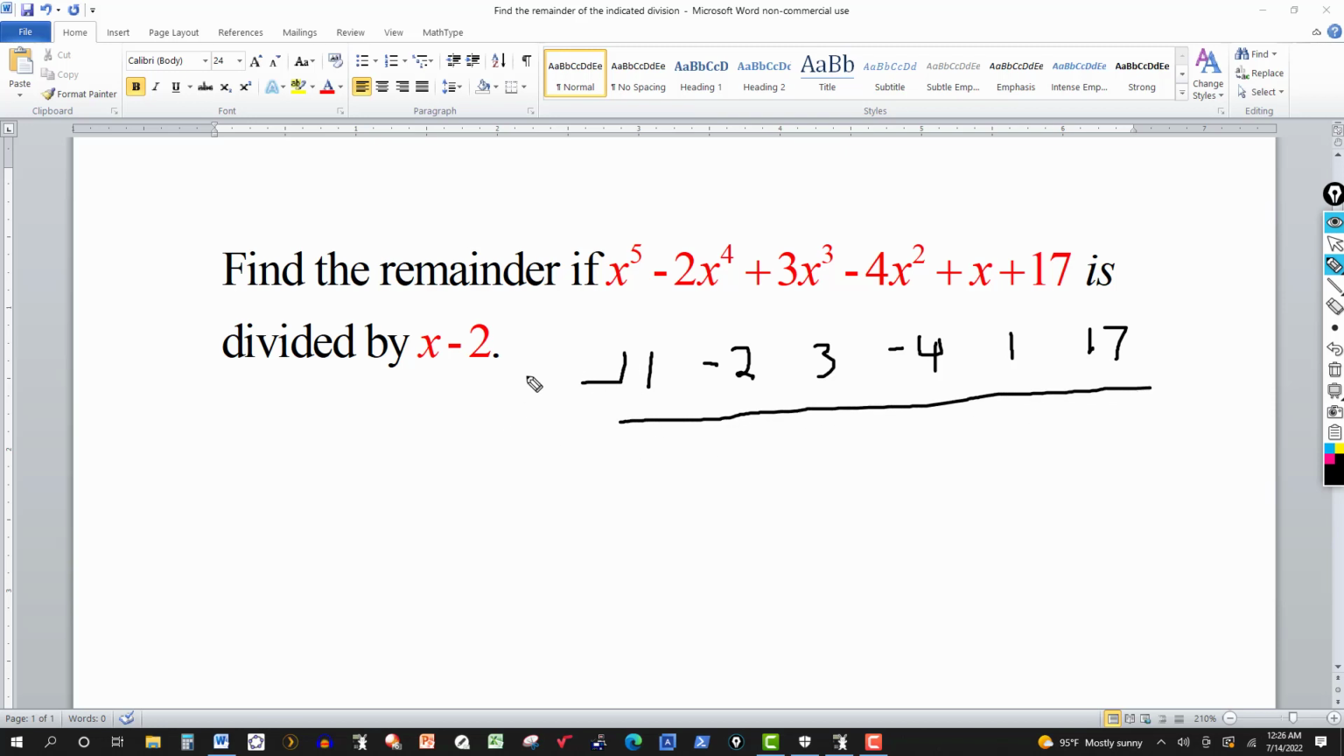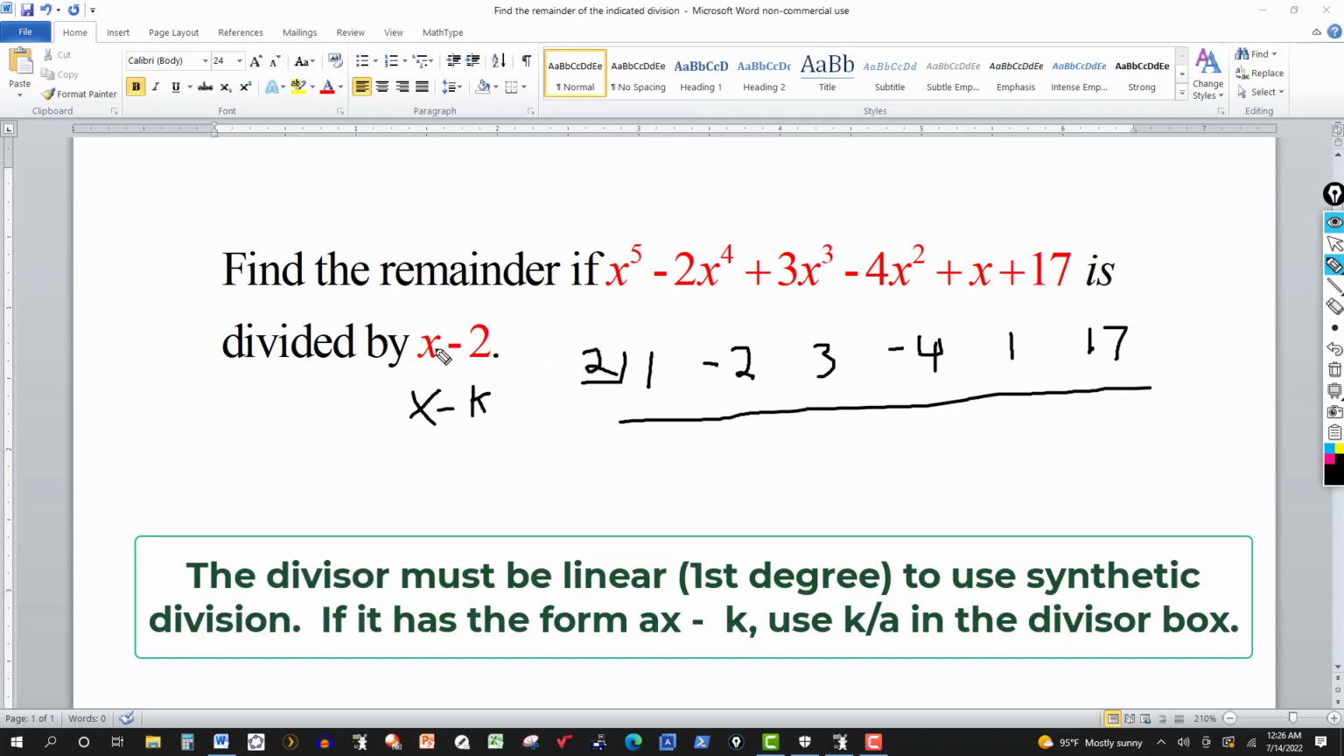Okay, so then you do this. This works basically when you're dividing by linear factors of the form x minus k. In this case it's x minus 2, so whatever k is, you put it right here. This is a 2. Now had this been x plus 2, you do the opposite and put a negative 2 right there. X minus 2 would be 2. X minus 3 would be 3 in that little box. X plus 3 would be a negative 3.